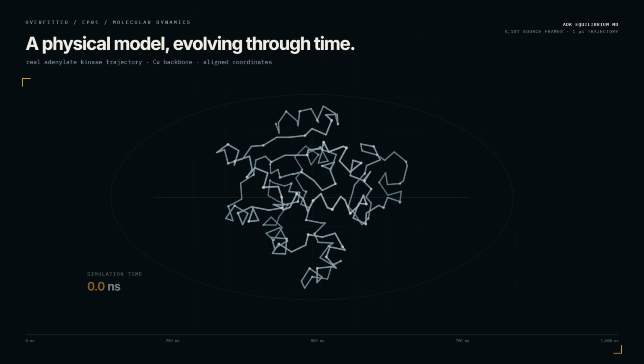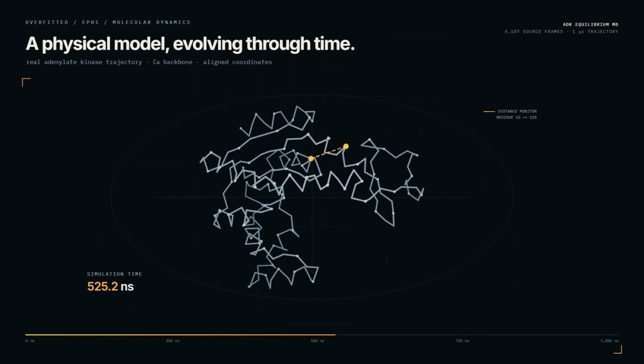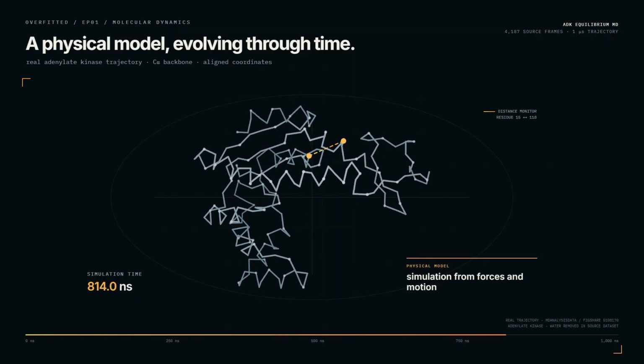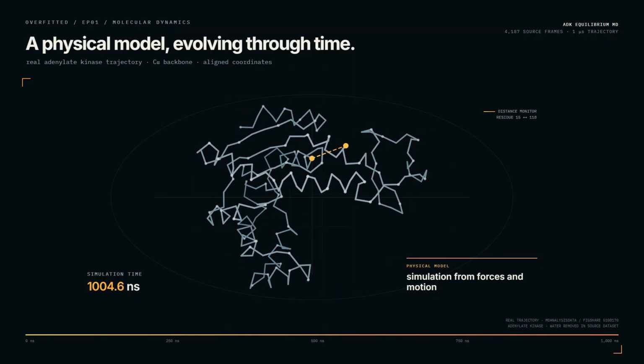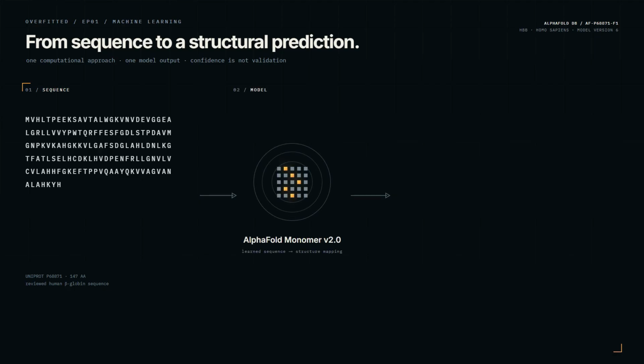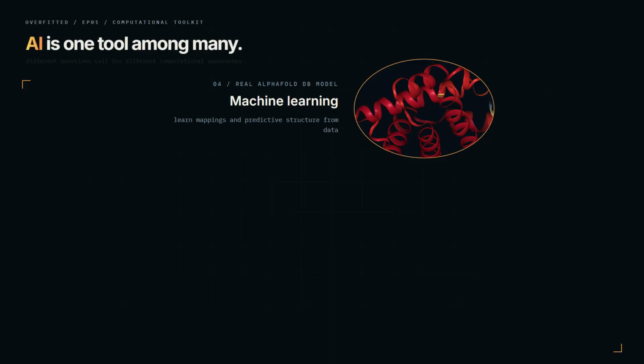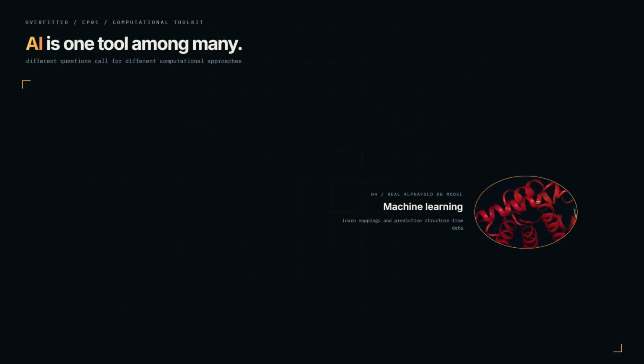And computational biology is not only about analyzing datasets. We can build physical models of molecules and simulate how they move. That is a very different kind of computation. And then there is machine learning. Models such as AlphaFold can learn patterns from large amounts of biological data and use them to make new predictions. All of these belong under the broad computational biology umbrella.